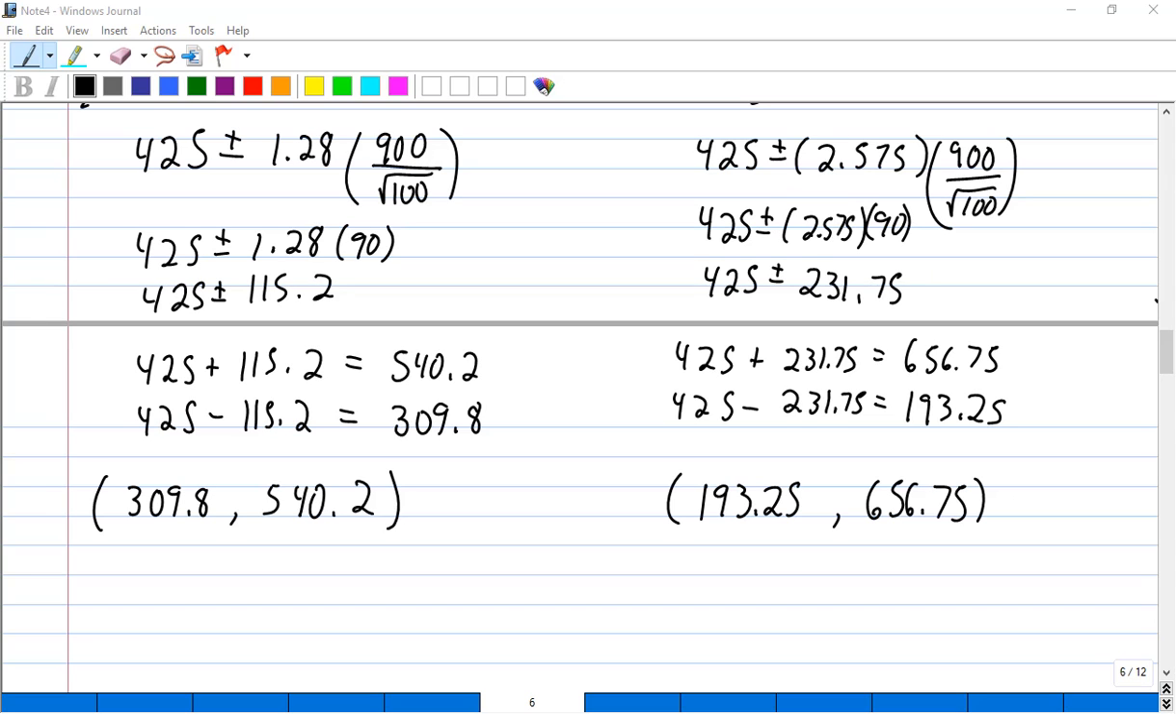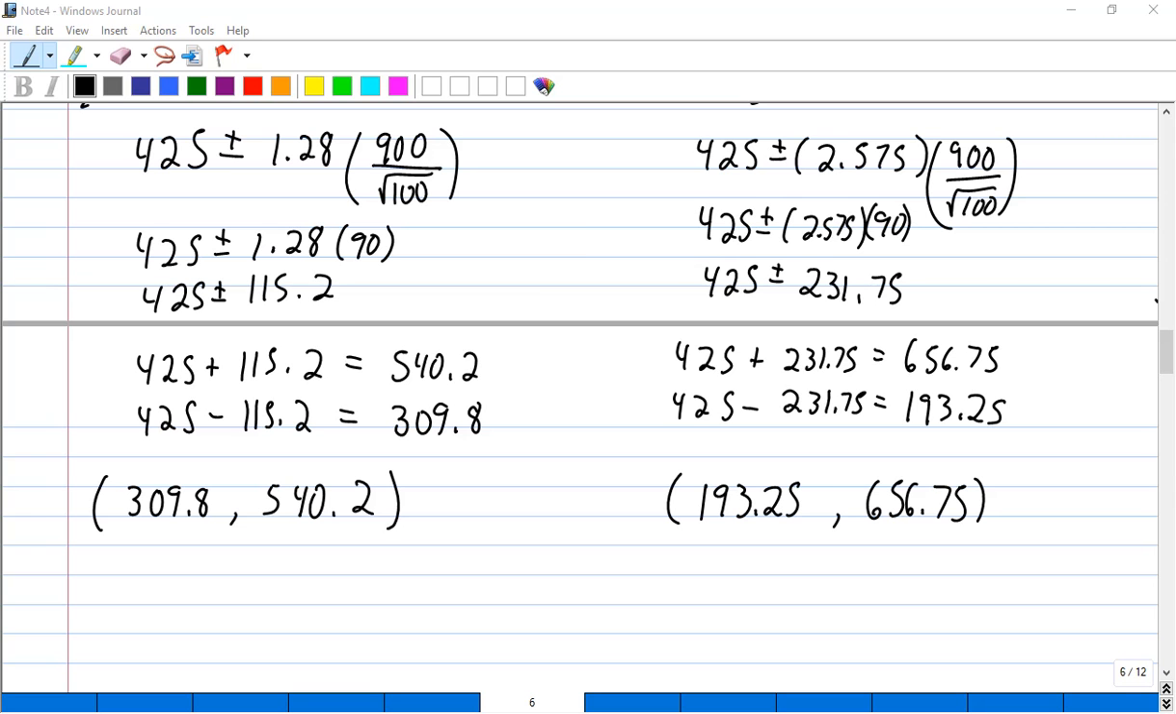Now, your PowerPoint goes on to say the part of the expression that is added and subtracted, that z sub alpha over 2 times sigma divided by the square root of n, can be thought of as the maximum error in estimating mu. Mu is the population mean. Using the point estimate x bar with a specific level of confidence. The maximum error of estimation is also referred to as the margin of error, E.